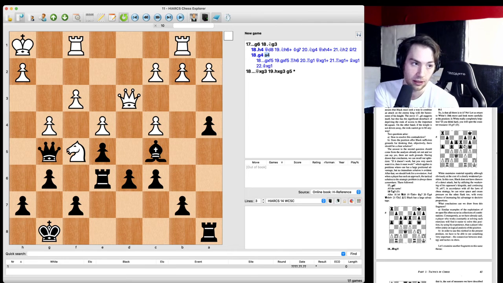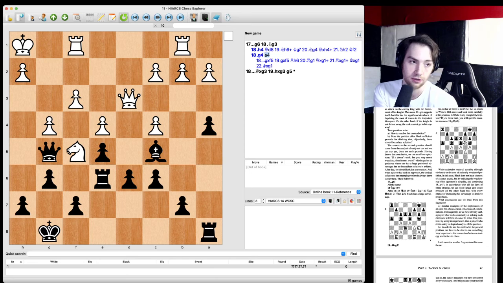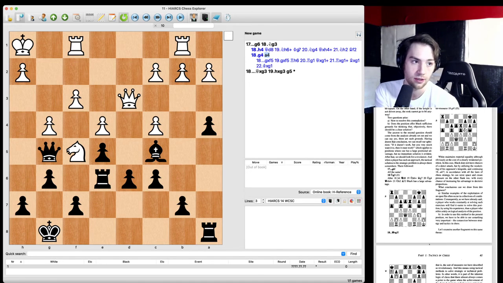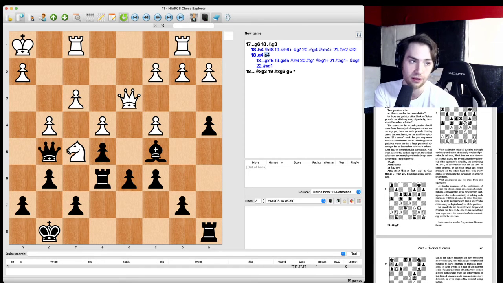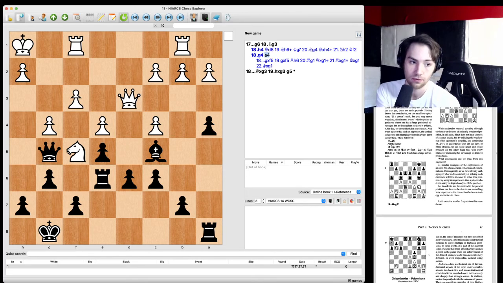Reread what he said. Similar examples of the exploitation of an open file often occur in collections of combinations. Okay, an open file comes up a lot in tactics. Consequently, as we have already said, a player who works constantly at solving such positions, okay, practice makes progress. Got it. In order to use this method in the present position, we have to be able to see something very important, the connection between chess strategy and tactics.